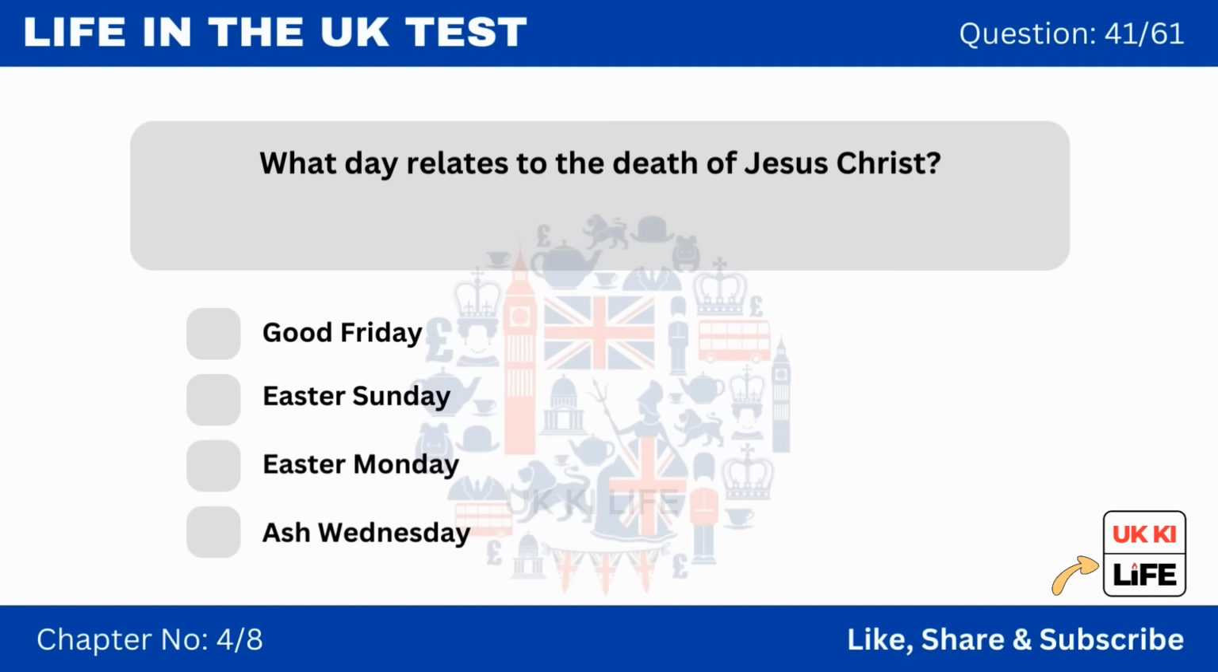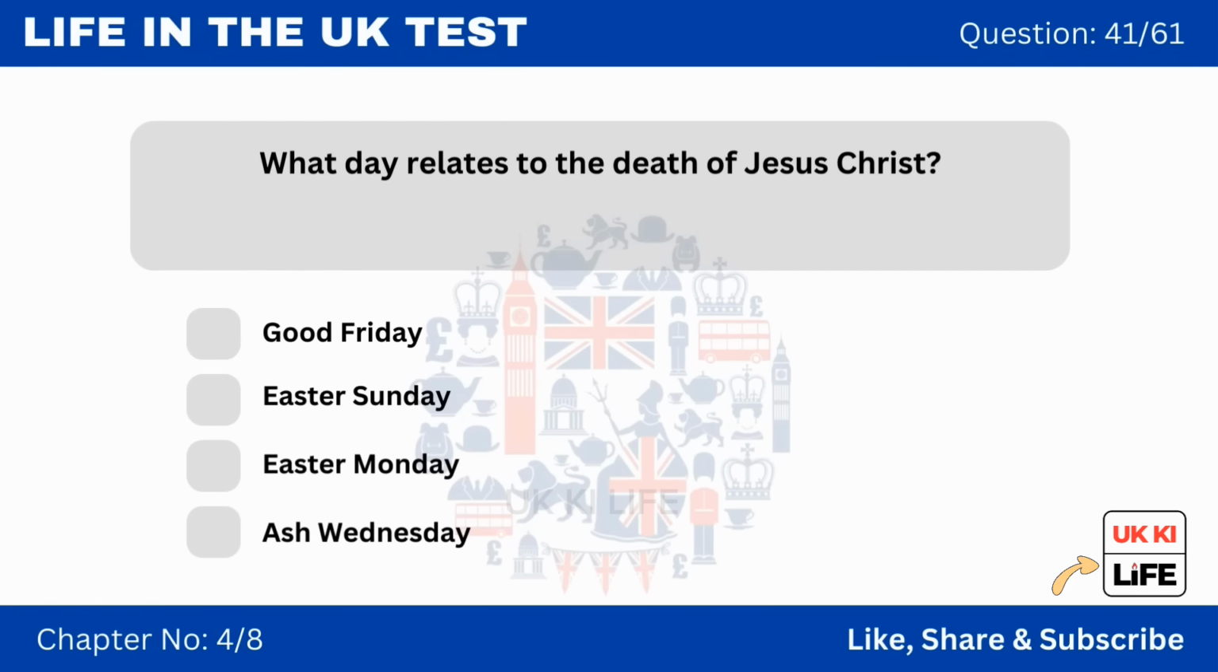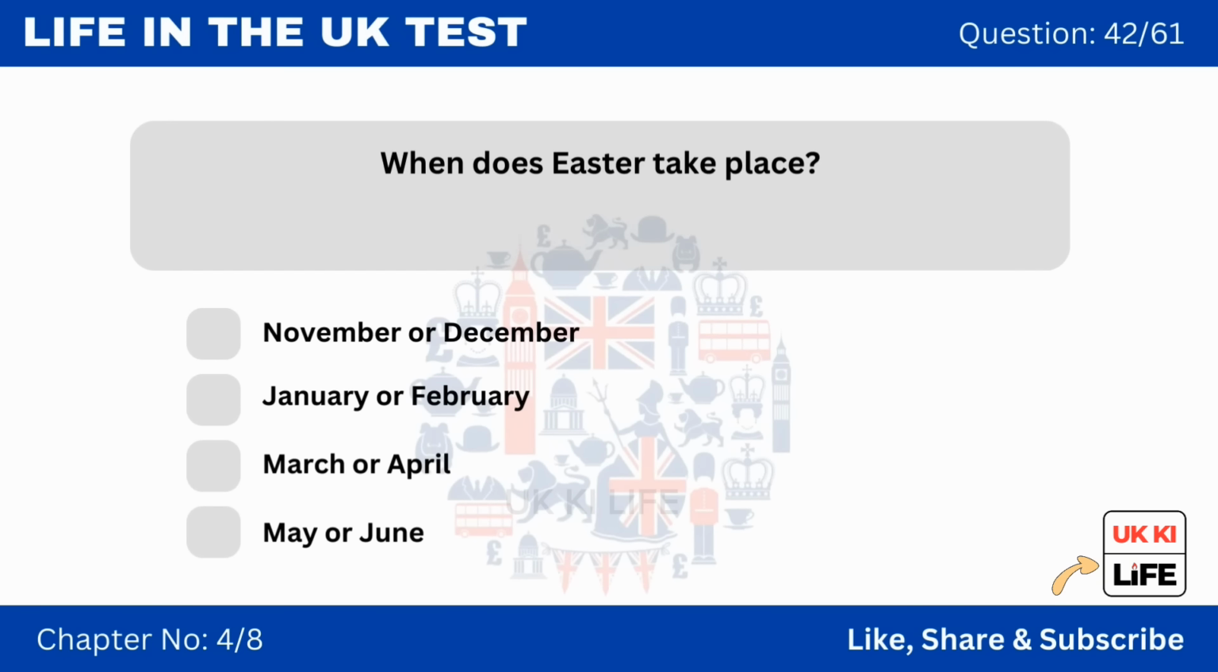Good Friday, Easter Sunday, Easter Monday, Ash Wednesday. The correct option is A. Explanation. Easter takes place in March or April. It marks the death of Jesus Christ on Good Friday and his rising from the dead on Easter Sunday. Question 42. When does Easter take place?